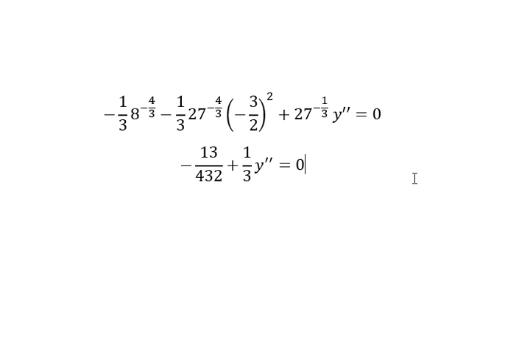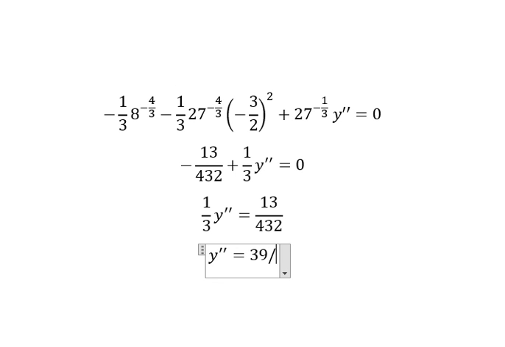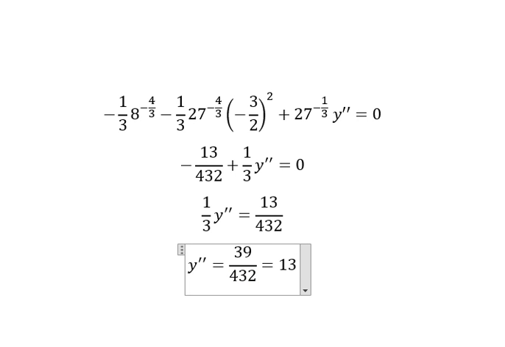And now, I will put this one to the right. And then I will put number 3 to the right. And you get 13 multiplied by 3. We simplify by number 3 and you get 13 over 144. And this is the final answer.